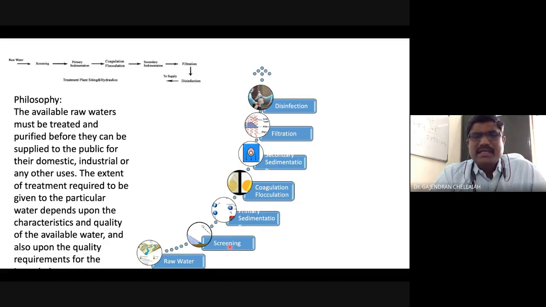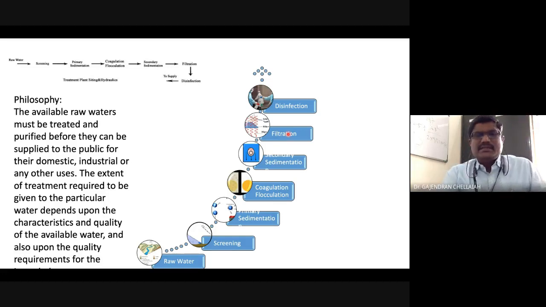So the screening is a mechanical and physical means. The primary sedimentation tank is a physical one. So this is called the unit process. Here the physical forces will act, and here the combination of physical and chemical forces will act. Here there won't be any forces, but by gravity we will do the filtration. Of course, we have some other types of filtration also. It may be a vacuum filter or pressure filter. So through these we will use some treatment technology.